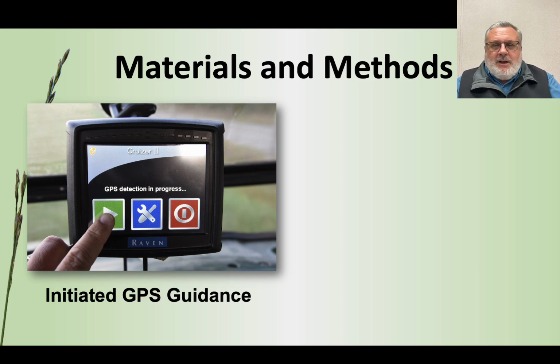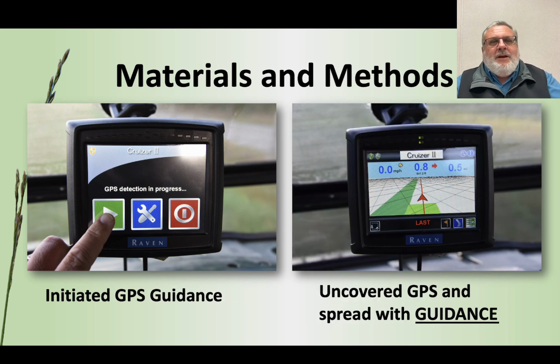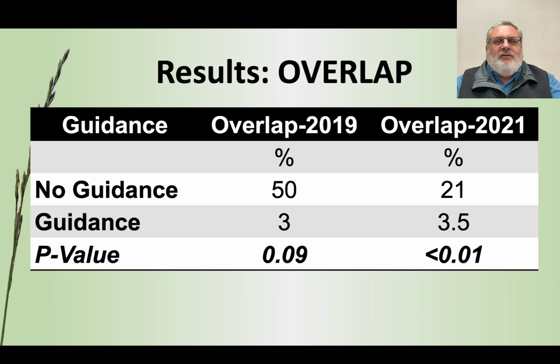So we initiated guidance, and then we covered it with a bag. And I had my technicians drive the pastures. We had 4 pastures ranging from 6 to 10 acres. I said drive on 30-foot centers and go 8 miles an hour. So then we did the same thing, except we allowed them to use the GPS guidance. And this is what we found.